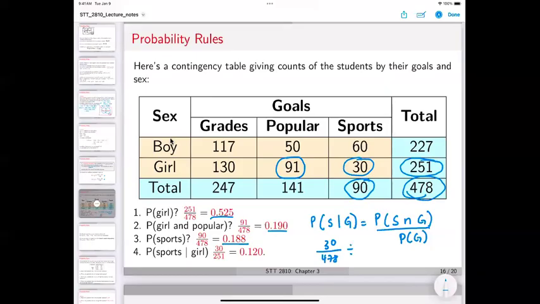Divided probability of a girl is also 251 divided by 478. This is the same thing as what? 30 divided by 251, which is this. Is that okay? Any questions so far? Okay.